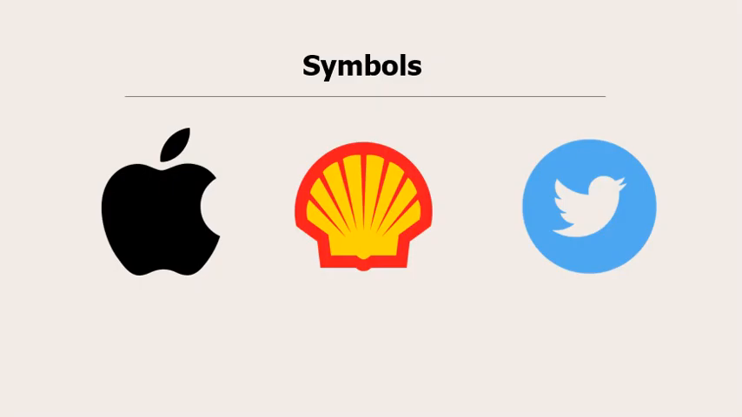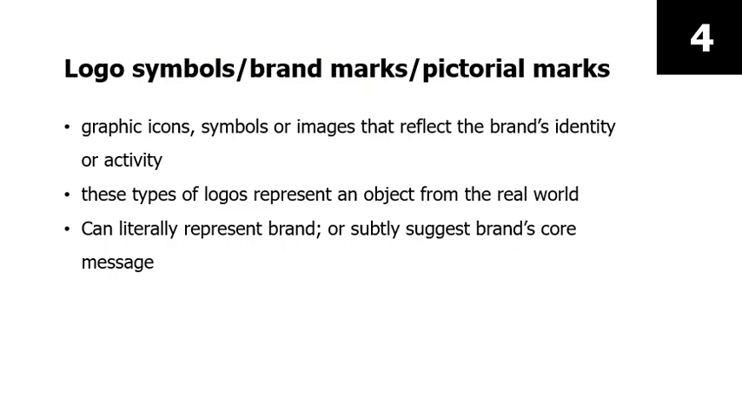The next one is the symbols, or the symbol logos. So here are some popular examples. We have the logo of Apple, and the logo of Shell, and the logo of Twitter. Here we are moving away from using text. Ano po? Here we are going to use graphics and symbols and images. Usually it would represent the brand identity or what the campaign is for in your case.